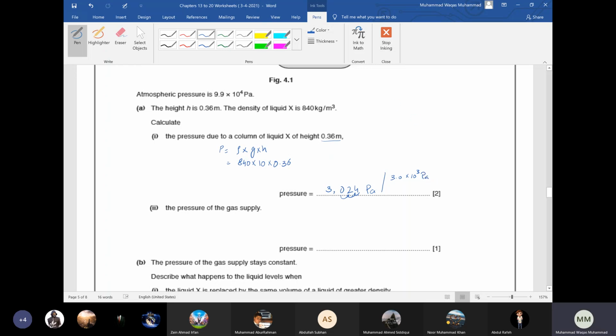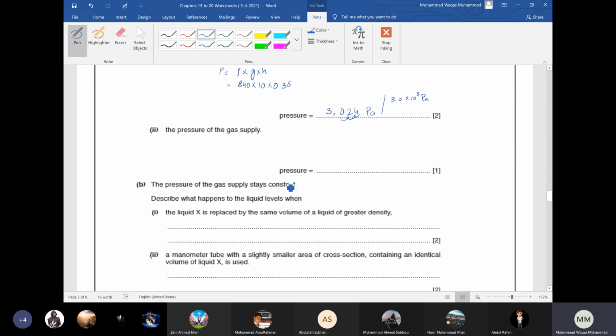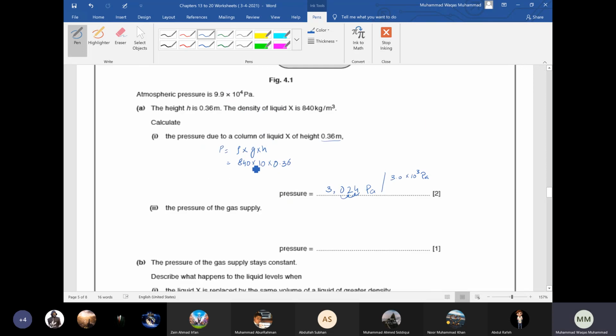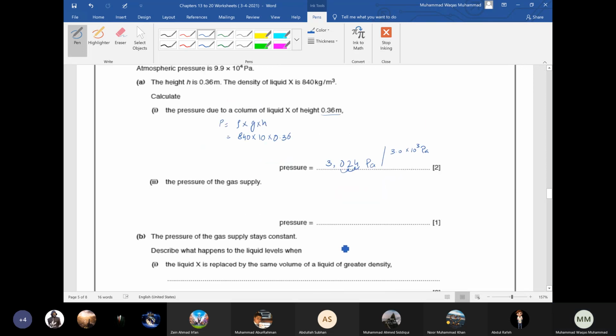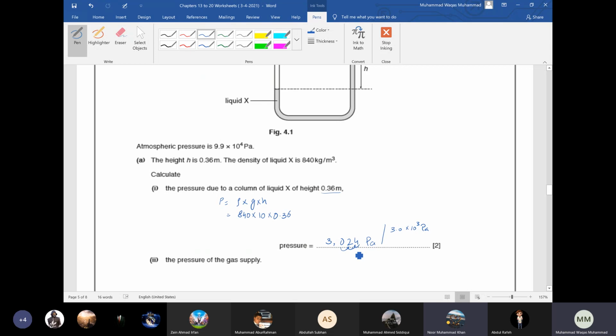Both are fine. You can do it anyway, or you can also write 3.024 times 10 to the power 3 Pascal. Okay. Beta, the pressure of the gas supply. Now, what is the pressure of the gas supply? So 9.9 into 10 power 4 minus 3. Why minus, beta? Why minus?